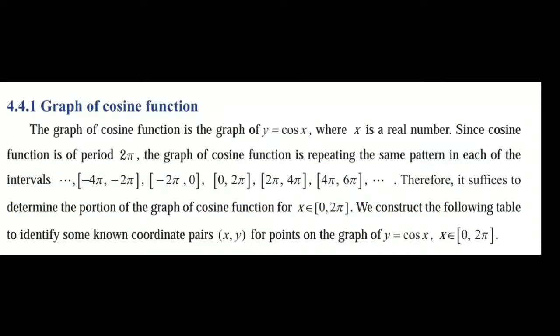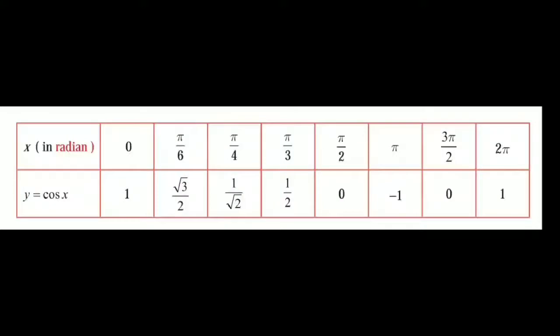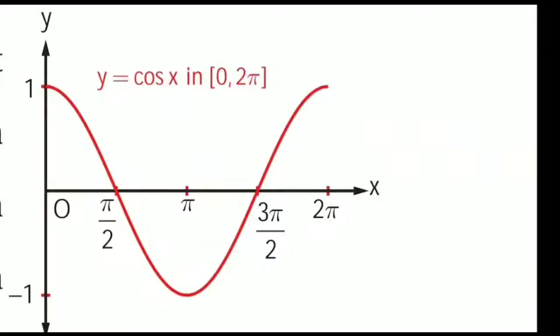Therefore, it suffices to determine the portion of the graph of the cosine function for x belonging to the closed interval [0, 2π]. We construct the following table to identify some known coordinate pairs for the points on the graph y = cos x, where x belongs to the closed interval [0, 2π].